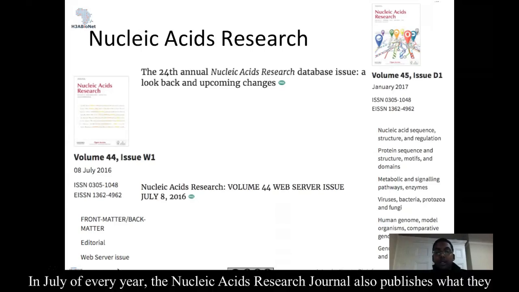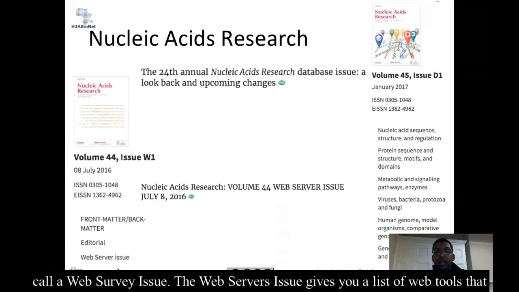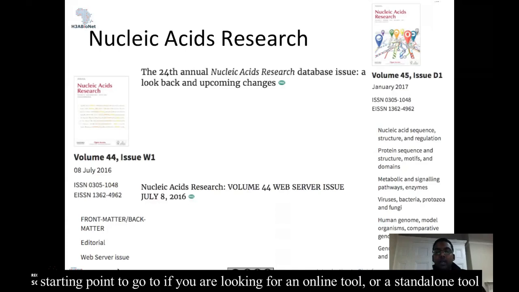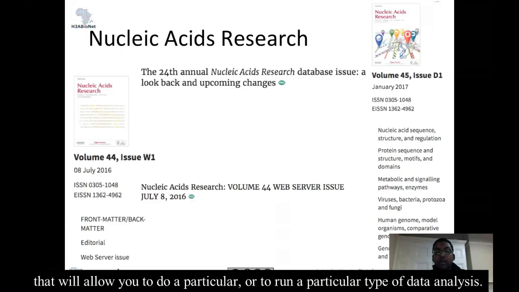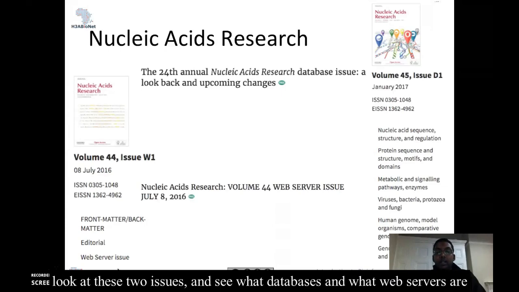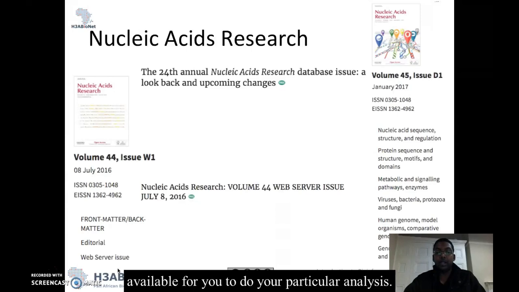In July of every year, the Nucleic Acids Research Journal also publishes what they call a web server issue. And the web server issue gives you a list of web tools that are available for doing different types of data analysis online. Again, this is a good starting point if you are looking for an online tool or a standalone tool that will allow you to run a particular type of data analysis. So I would suggest that if you're starting up any research project, you have a look at these two issues and see what databases and what web servers are available for you to do your particular analysis.